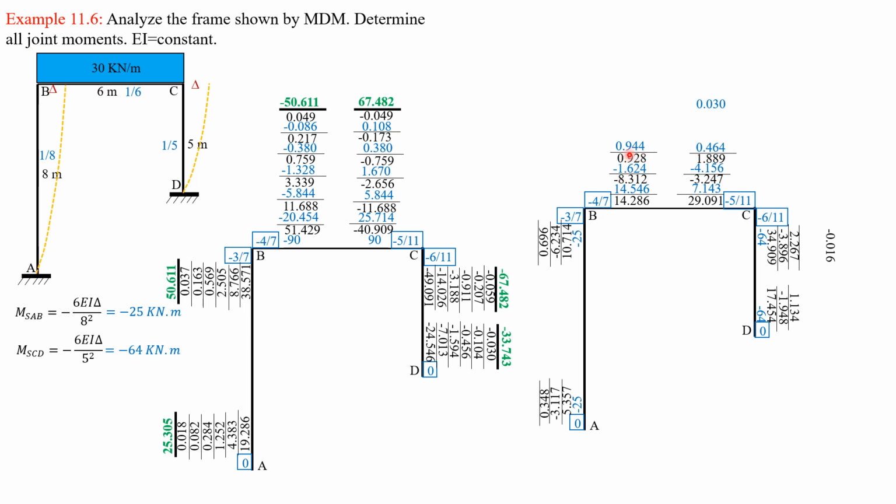0.944 times negative 4 over 7, negative 0.539 lakh partially. 0.944 times negative 3 over 7, negative 0.405 lakh partially. 0.464 times negative 5 over 11, negative 0.211 lakh partially. 0.464 times negative 6 over 11, negative 0.253 lakh partially. Then carry over half of negative 0.405, negative 0.202 lakh partially.